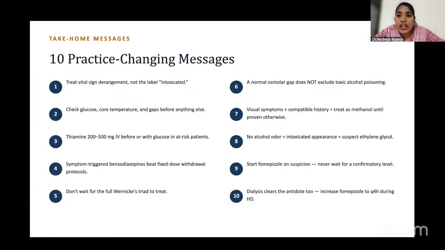A normal osmolar gap does not exclude toxic alcohol poisoning. The patient would be in a delayed presentation. Visual symptoms plus compatible history, treat as methanol until proven otherwise. No alcohol odor plus intoxicated appearance, suspect ethylene glycol. Start fomepizole on suspicion or if not available, 10% alcohol. Never wait for a confirmatory level. Dialysis clears the antidote too, so increase the fomepizole frequency to 4th hourly during hemodialysis.